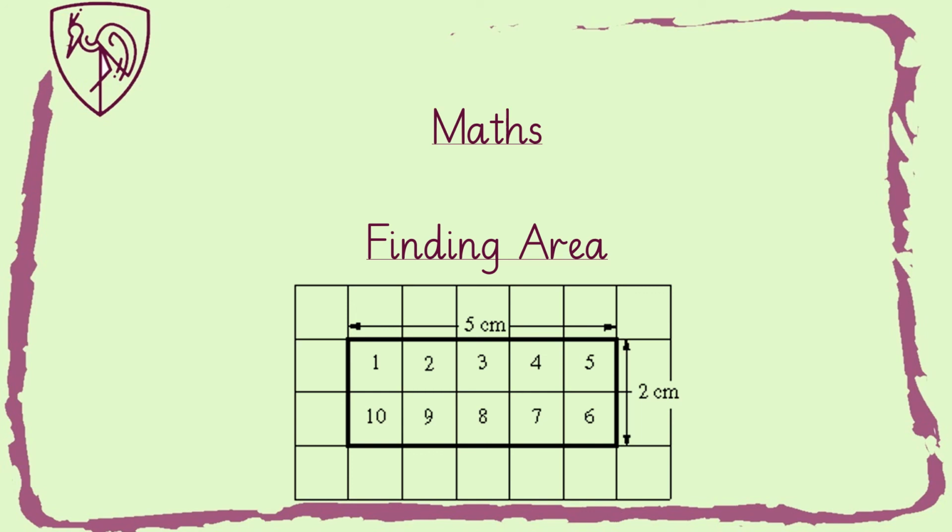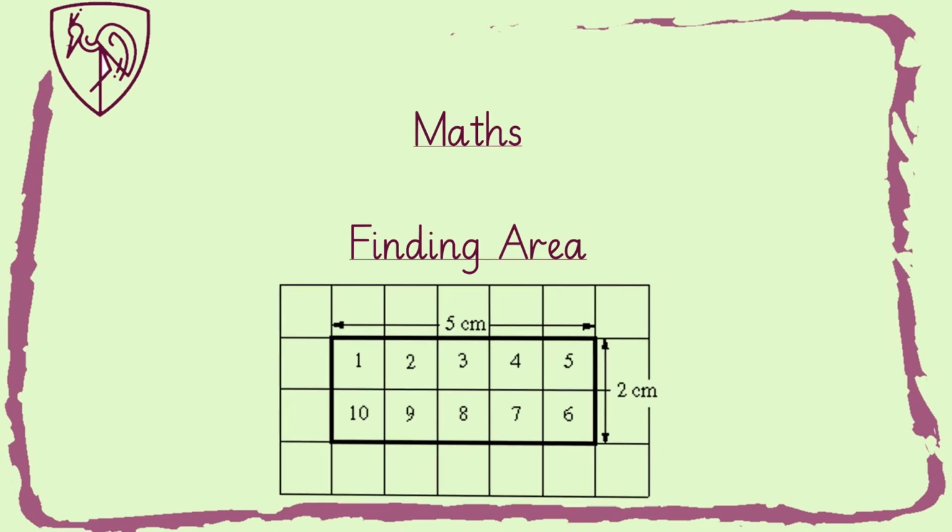And in lower key stage 2, years 3 and year 4, we use a grid to help us with that. So all of these grids that we'll be using represent 1 centimetre squares. Those centimetre squares are very, very important when it comes to area. And I'll show you what we mean on the next slide.